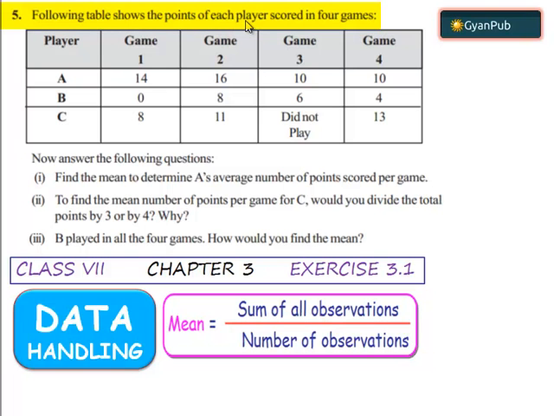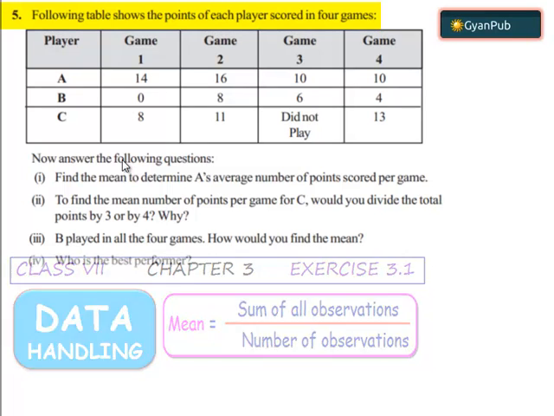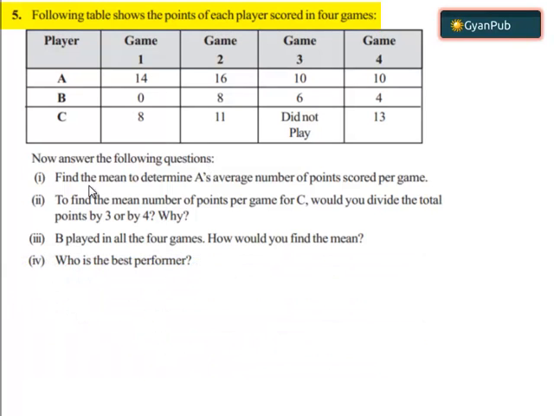The following table shows the points each player scored in 4 games. Here is the table. Now answer the following questions. In the first part, find the mean to determine A's average number of points scored per game. Now let's move on to the solution.